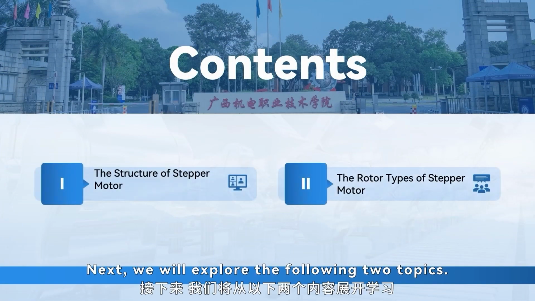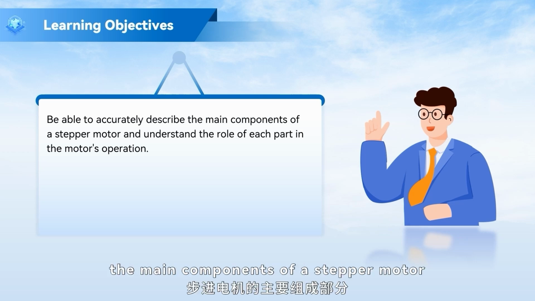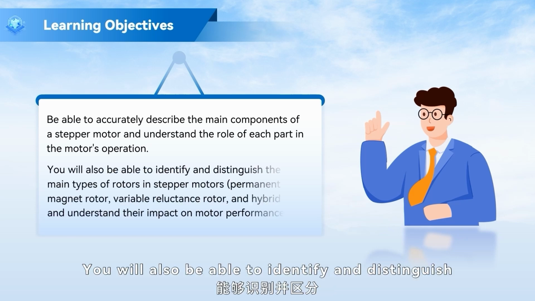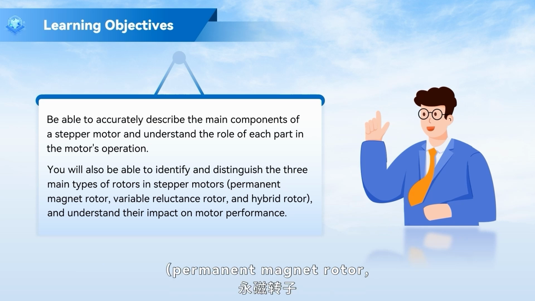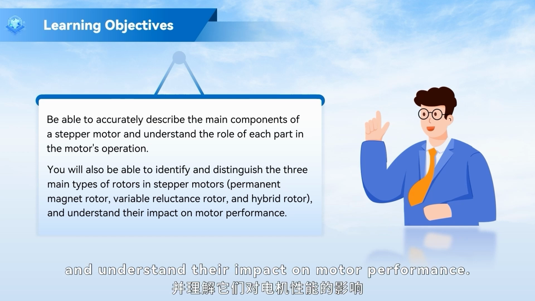Next, we will explore the following two topics. Through this lesson, I hope you can accurately describe the main components of a stepper motor and understand the role of each part in the motor's operation. You will also be able to identify and distinguish the three main types of rotors and stepper motors: permanent magnet rotor, variable reluctance rotor, and hybrid rotor, and understand their impact on motor performance.